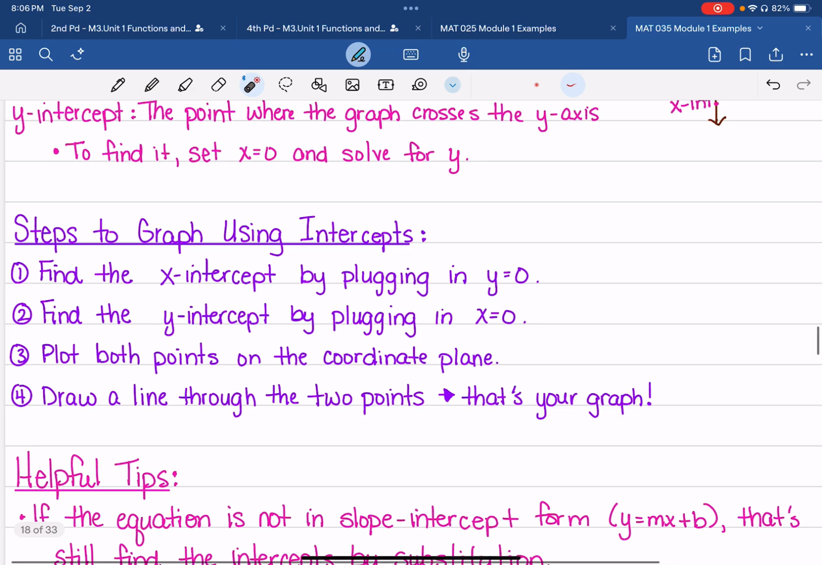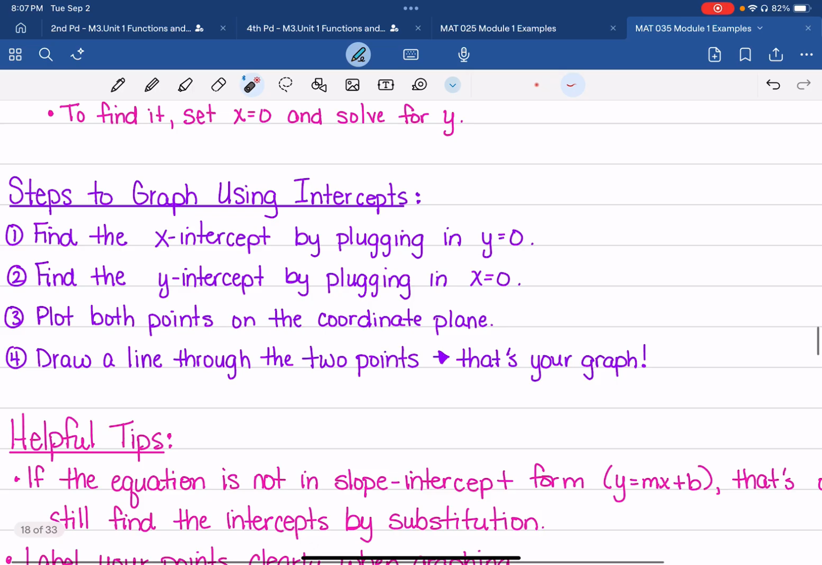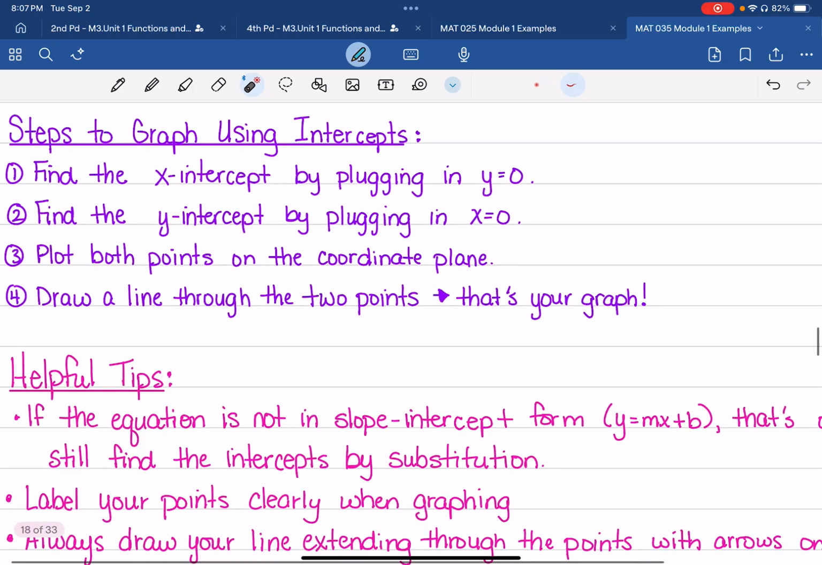If you're going to graph using intercepts, the first step is going to be to find the x-intercept by plugging in 0 for y. Find the y-intercept by plugging in 0 for x. Then you're going to plot both of those points on the coordinate plane, and then just connect them by drawing a line through those 2 points.